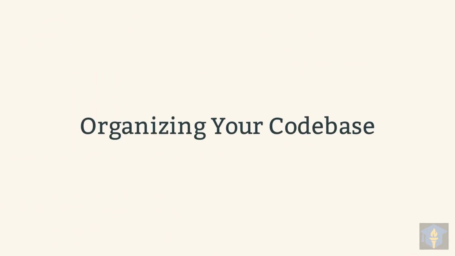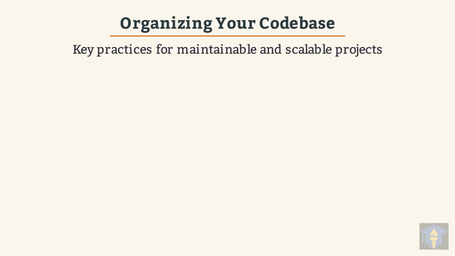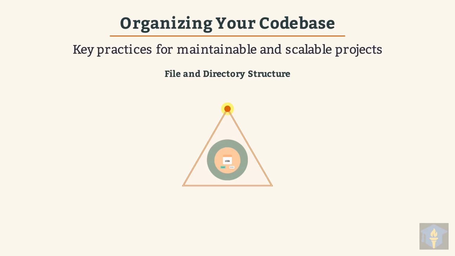Beyond individual code style, organizing your entire codebase is vital for project success. These key practices are essential for building projects that are maintainable, scalable, and easy to collaborate on. First, consider your file and directory structure, as it forms the backbone of your project. Use meaningful names for files and directories, and always try to follow standard project layouts for consistency.